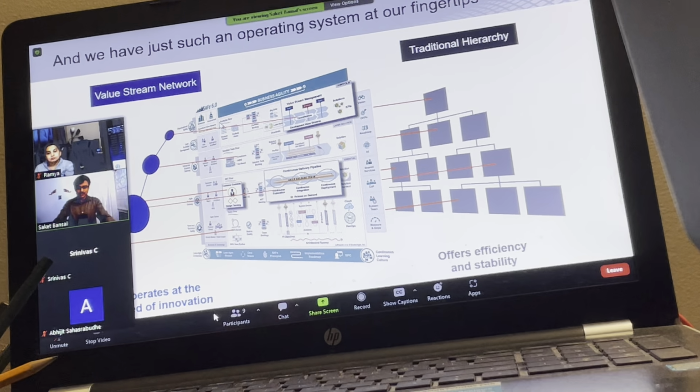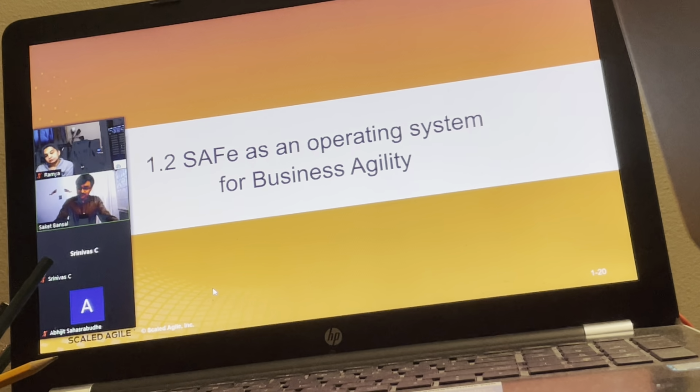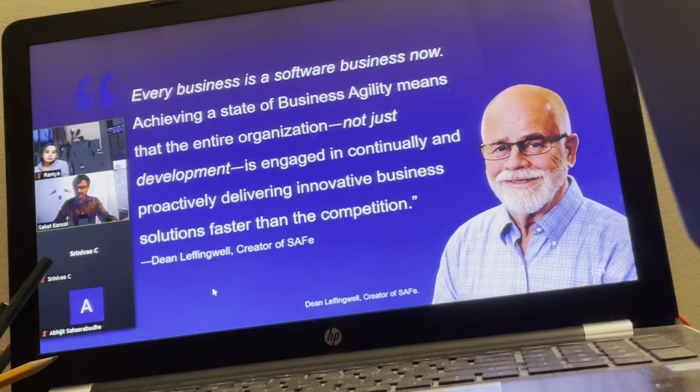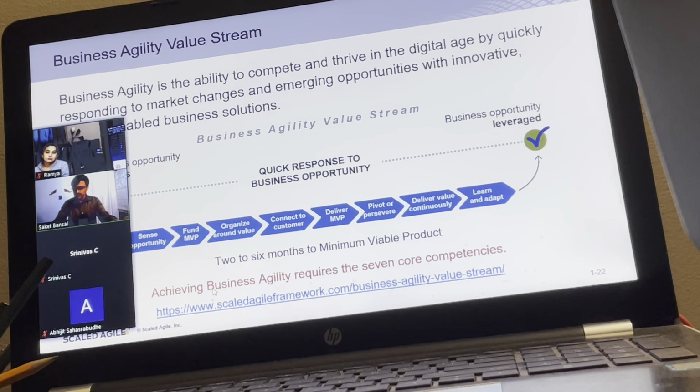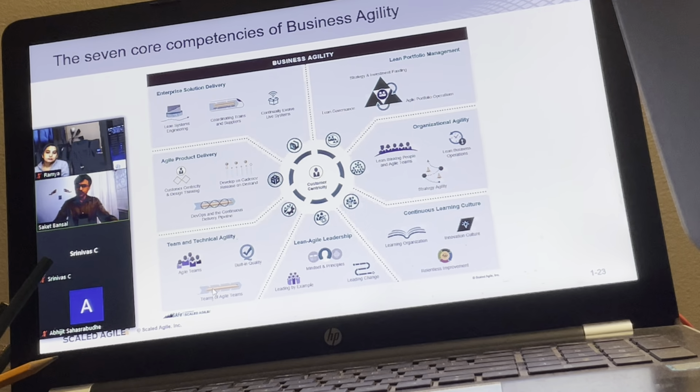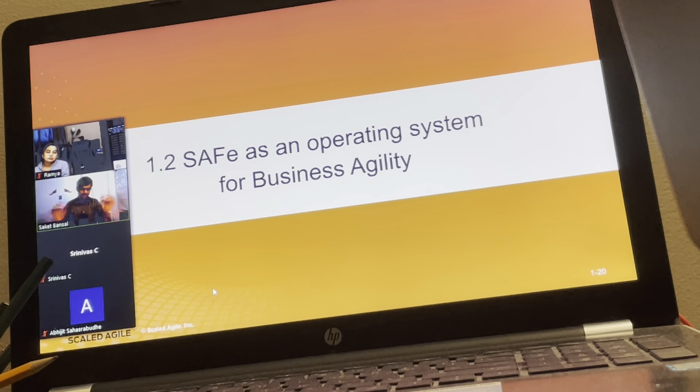Okay. So if this is clear, then we move next. So what is SAFe? We are saying SAFe is an operating system for business agility. So let's go into a little bit more detail, and we understand what business agility is, and we see how business agility is enabled. So that's the plan here.